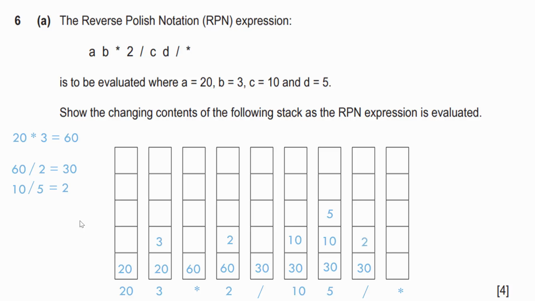So now I'm going to pop the 2. I'm going to use the asterisk. I'm going to pop the 30. I'm going to do 30 times 2, which is 60. And that's what I write in the last stack. And just like that, I picked up 4 additional points on our paper 3 exam.